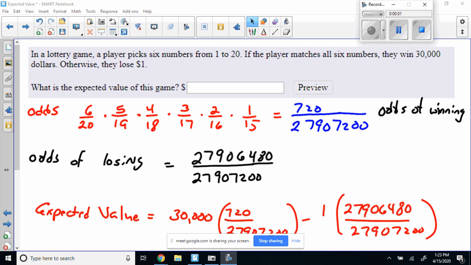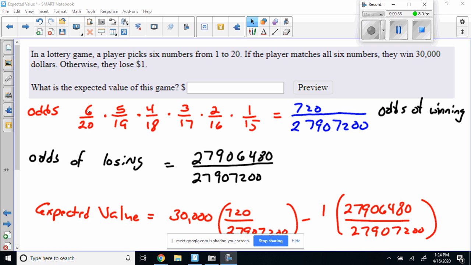So number 4, this problem number 4, in a lottery game, a player picks 6 numbers from 1 to 20, right? If the player matches all 6 numbers, they win $30,000. Otherwise, they lose $1, right? So we've got to look at the odds of winning, right?